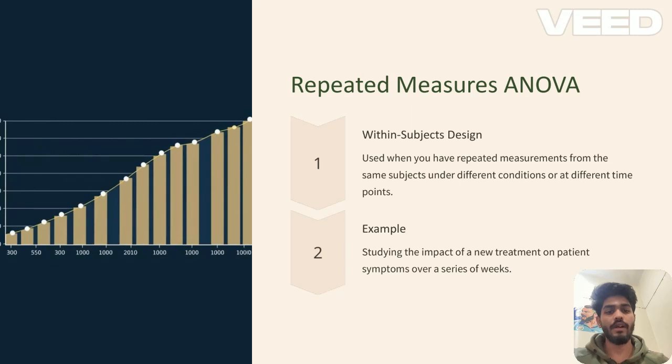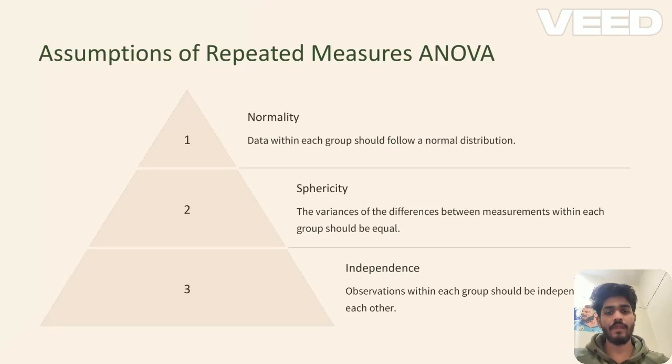Repeated measures ANOVA, within-subject design. Used when you have repeated measurements from the same subject under different conditions or at different time points. For example, studying the impact of a new treatment on patient symptoms over a series of weeks.